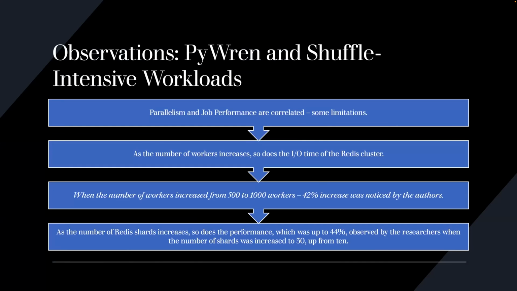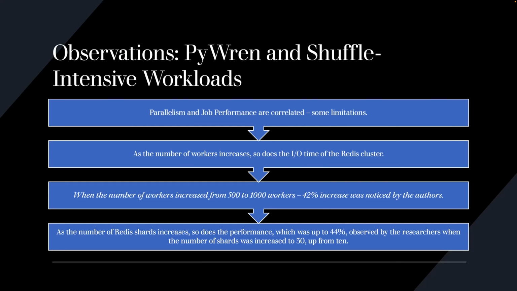Now we're going to go on to the observations of this experiment. The authors observed that when the levels of parallelism are increased, so is the overall job performance. However, the increase is inhibited by the throughput bottleneck of the Redis shards that are used for intermediate storage of data, due to S3 limitations in regard to the high request rate of small objects that this experiment is using. So we see that there are some limitations in parallelism and job performance.